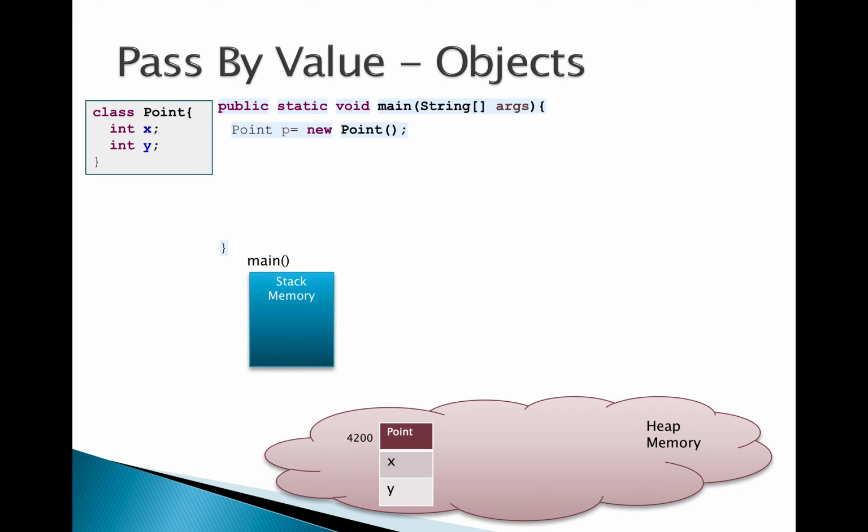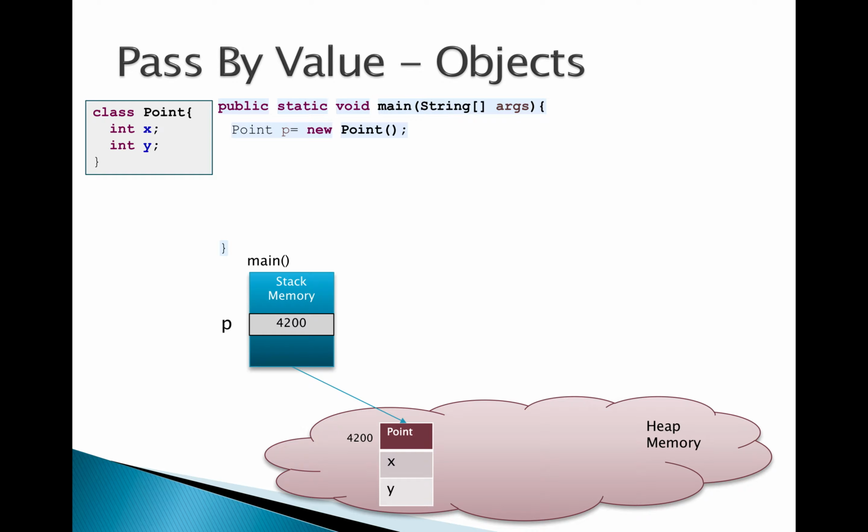So here, let's say 4200 is a free memory location that is available for us, and it is going to allocate the memory and reserve two spaces there for storing x and y. The 4200 is returned back, because once you create the object, the starting memory location is returned to the calling place. So Point p is going to get 4200 back after creating the object in the heap. Now the main method knows how to access this object.